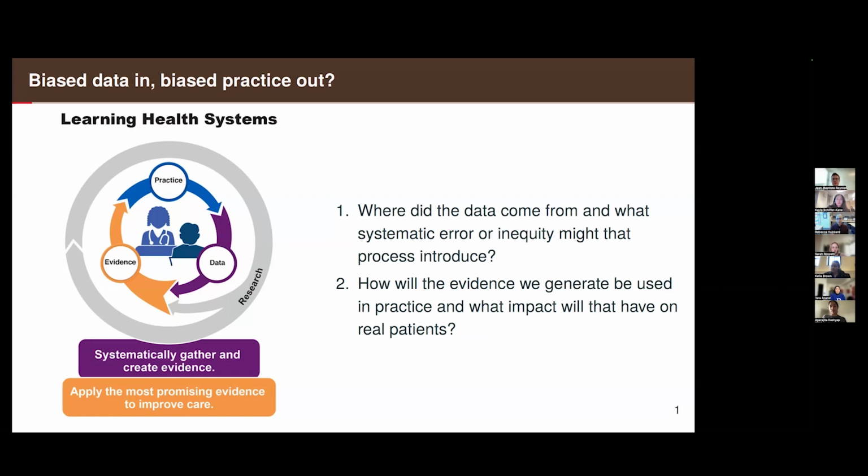We need to think carefully about where the data came from and what systematic biases, errors, and inequities may have led to data quality challenges in that data that are going to influence the way that we really should be conducting the research in order to get to valid results. And then also at the output side, we need to be thinking about how the evidence that we're going to generate will be used in practice, because the way we do the research and the answers that we give will be different depending on how the results are going to be used.